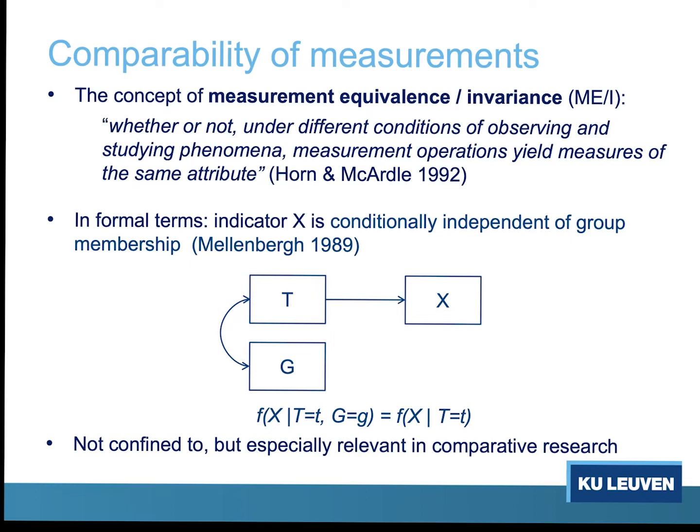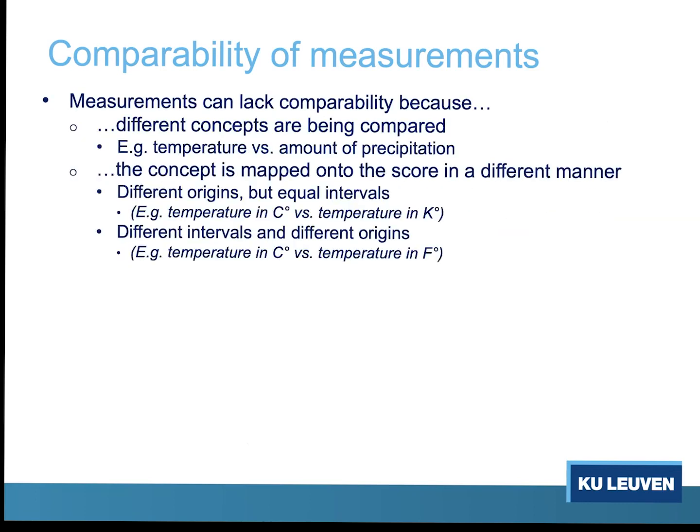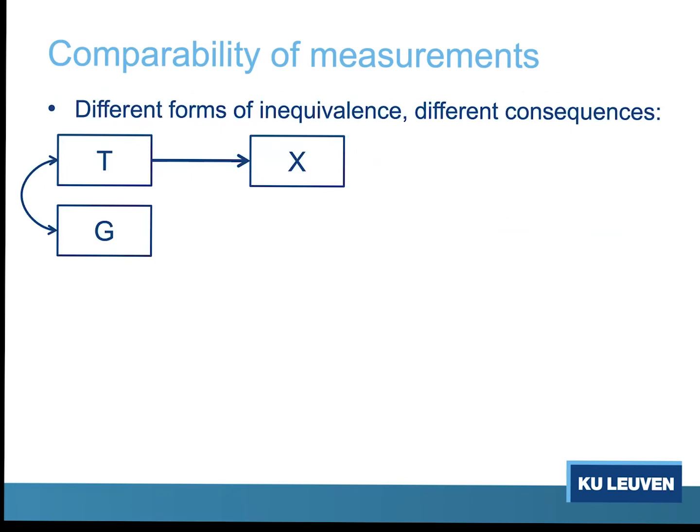But so what is the measurement invariance procedure and approach about? It's trying to assess this assumption of conditional independence, right? And how can we do it? Well, we can do it by means of different statistical approaches. But what is important to notice is that we can have problems with invariance. We can have what we call inequivalence for different reasons, and they have different consequences, right?